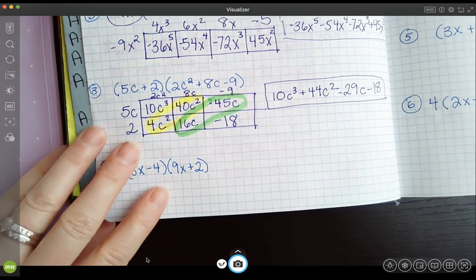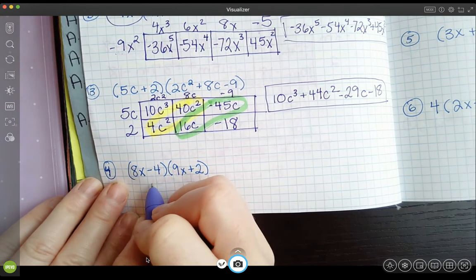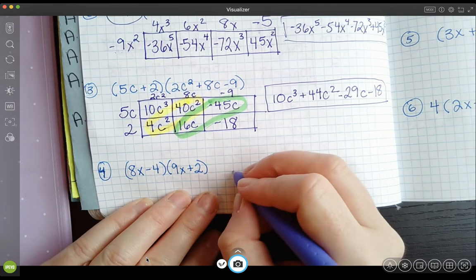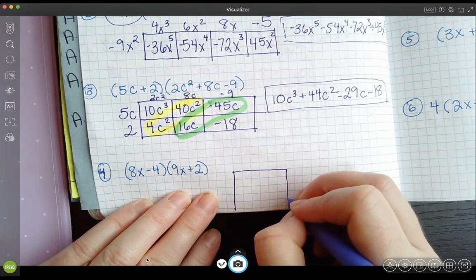Okay, last one on this page. 8x minus 4 and 9x plus 2. So this is a binomial times a binomial, so we are just going to have a 2 by 2 square.